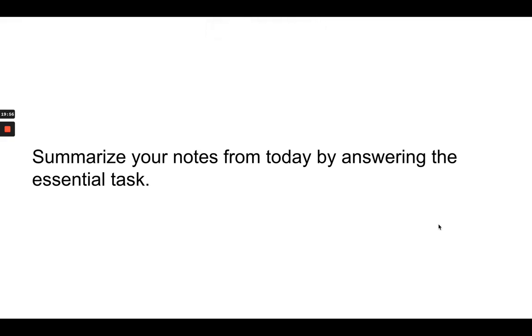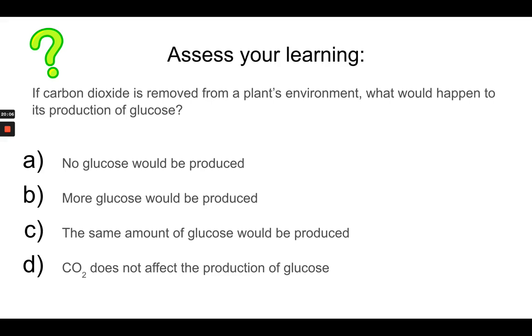Okay, go ahead and summarize your notes from today by answering your essential task. Now let's take a minute to assess our learning. If carbon dioxide is removed from a plant's environment, what would happen to its production of glucose? A, no glucose would be produced, B, more glucose would be produced, C, the same amount of glucose would be produced, or D, carbon dioxide does not have an effect on the production of glucose.